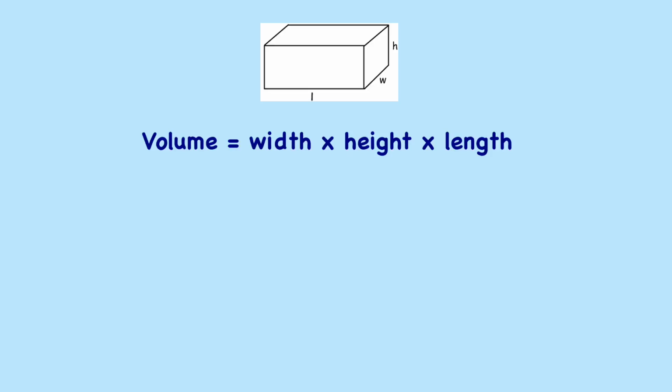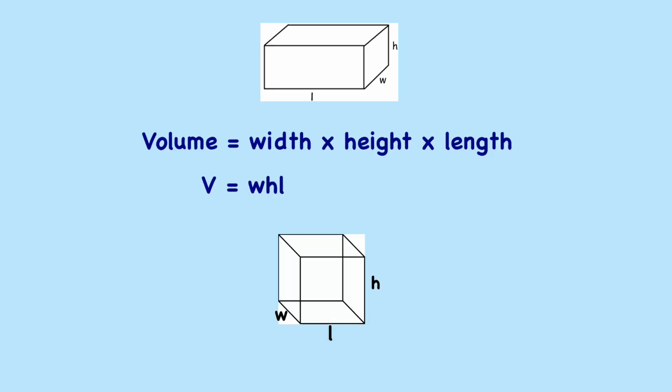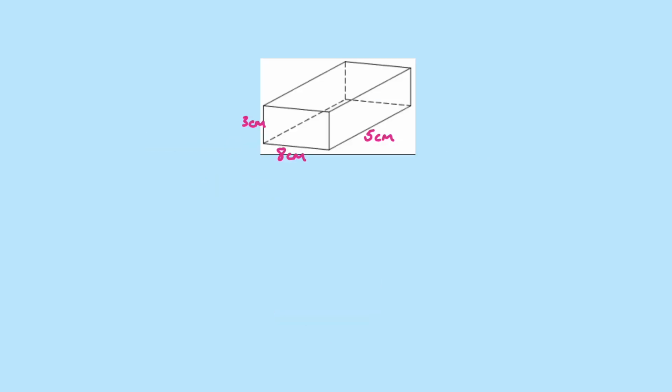This is often abbreviated to V equals WHL. A cube has the same formula. The only difference is that all three values are exactly the same. So all the dimensions, the width, the length and the height have got the same value. Let's have a look at an example.